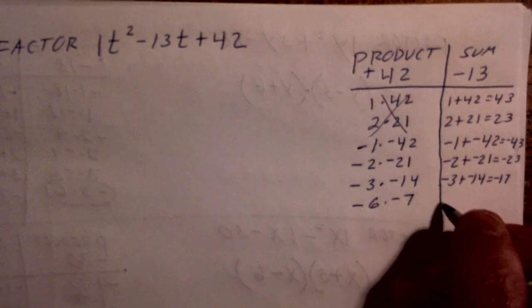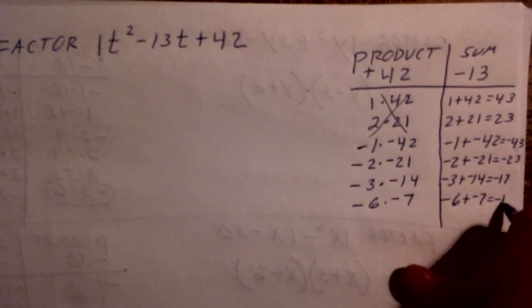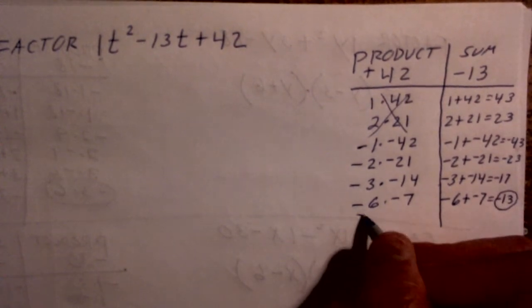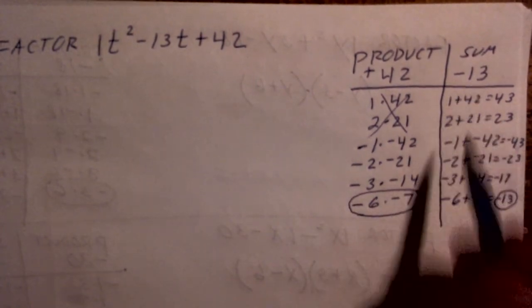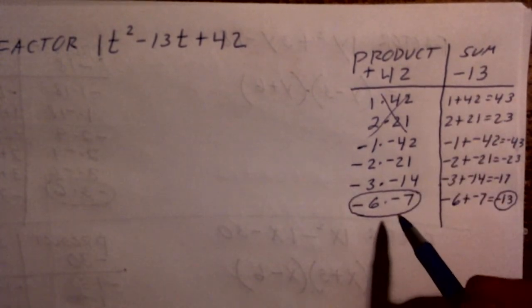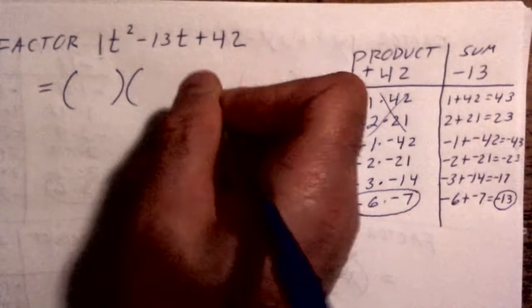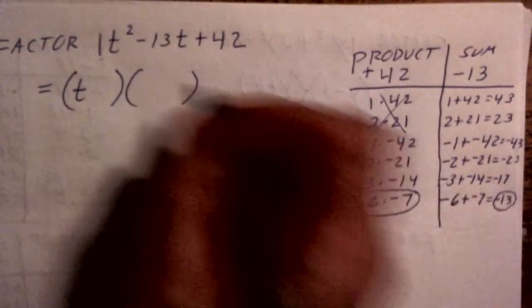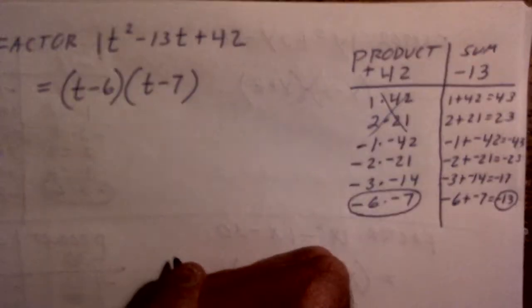Those don't work. Finally, we discover that negative 6 added to negative 7 add up to negative 13, our middle coefficient. So the only factors of positive 42 that sum up to negative 13, our middle coefficient, are negative 7 and negative 6. So this trinomial factors immediately into two binomials, namely t minus 6 times t minus 7. And we're done factoring that trinomial.